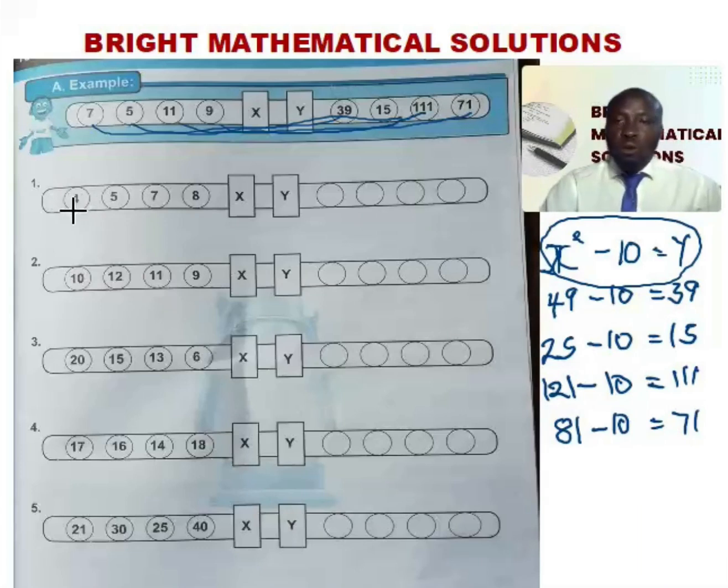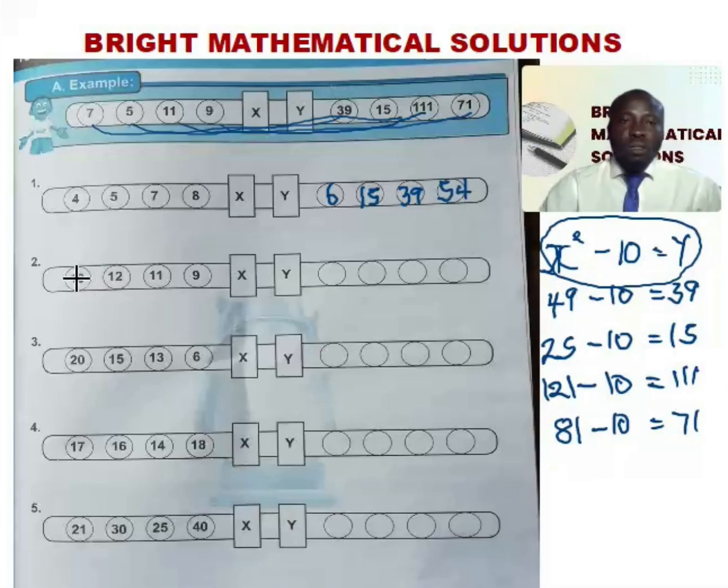We have 4 raised to power 2. 4 raised to power 2 is 16. Subtract 10 from it, so this becomes 6. 5 raised to power 2, that's 25. Subtract 10 from it, this will become 15. 7 raised to power 2, that's 49. Subtract 10 from it, this becomes 39. 8 raised to power 2, that's 64. Subtract 10 from it, that gives you 54.